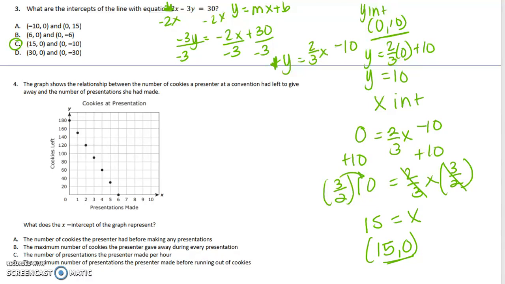All right, right underneath. The graph shows a relationship between the number of cookies a presenter at a convention had left to give away and the number of presentations she made. What does the x-intercept mean? So what does this point down here mean? Read through those and try to answer this. So go ahead and pause. So what this means is the maximum number of presentations the presenter made before running out. So she made 6 presentations before she ran out of cookies.